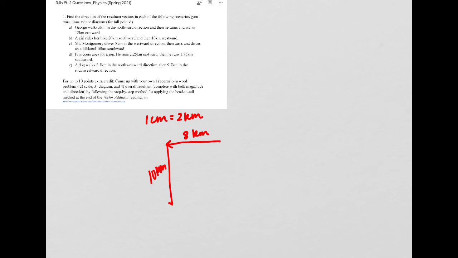And the question wants to know what is the direction of the resultant. So this time I'm just going to use the tangent again, because then I don't have to solve for the hypotenuse. Remember, TOA. So I need the opposite. Where's the angle that I'm looking for?